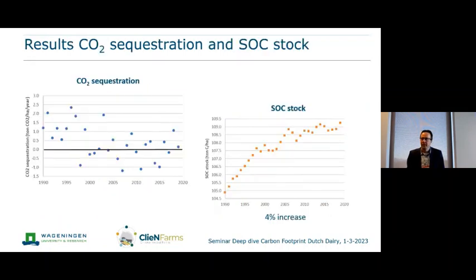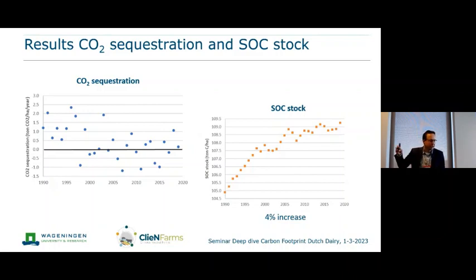So then we get the results of these simulations. It's the net carbon sequestration on these farms. In the left graph, we see the carbon sequestration per hectare, which had a positive balance in the first years. But in the more recent years it's around 0, and that's due to the lower inputs, mainly of the manure.